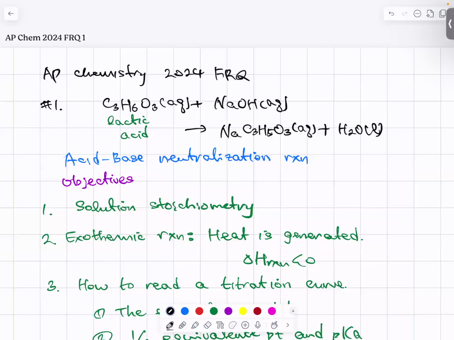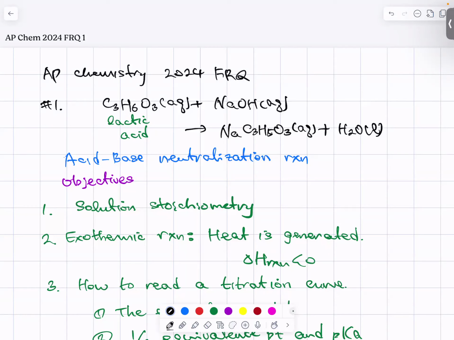Hello everyone, welcome to AP Chemistry 2024 free response problem number 1. This problem is dealing with an acid-base neutralization reaction, and we have lactic acid. This weak acid is titrated with sodium hydroxide, a strong base. So this is a very typical situation of acid-base titration. As a result, we are forming water and salt.